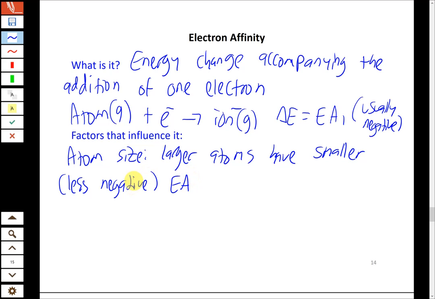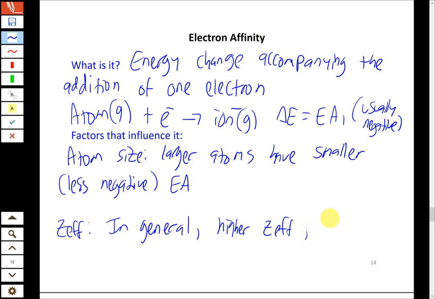All right, so you typically have smaller or less negative electron affinity for larger atoms, and also then that same effective nuclear charge. Now we'll see there's some exceptions to this, but in general, if you have a higher nuclear charge, which is what occurs as we move left to right on the periodic table, that leads to a larger, or what we say is more negative, electron affinity.